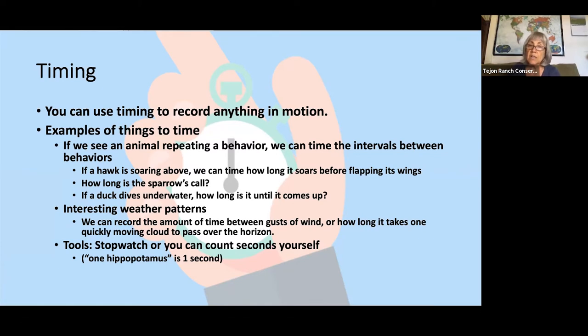You can use a stopwatch, or you can use the timer app on your smartphone, or if you don't have any tools, you can estimate the amount of time by saying hippopotamus. So 1 hippopotamus is 1 second, 2 hippopotamus, 3 hippopotamus. Each time you say that, it's a second. So you can count that way as well.